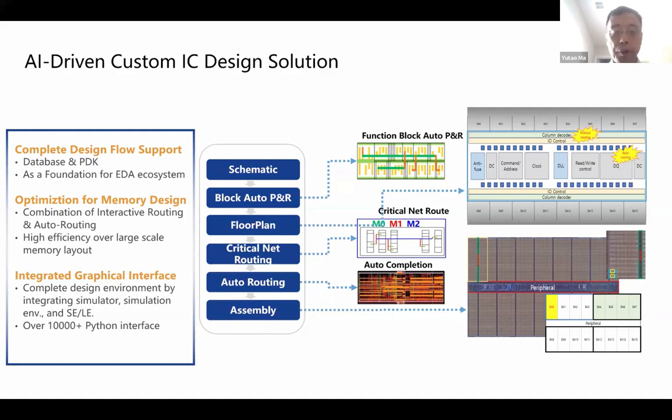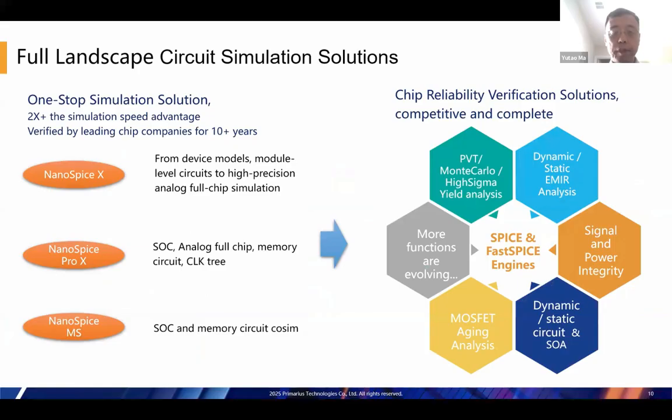Try to help people to do analog and mixed signal design and verification automatically. Also, Primarius provides a full landscape of circuit simulation solutions. These include NanoSpice, TrueSpice, which covers analog blocks and also big analog circuits, and NanoSpice Pro, which is a FastSPICE to cover the full chip analog SoC, memory circuit, and clock tree applications.